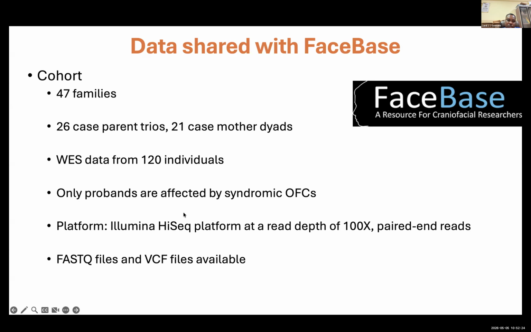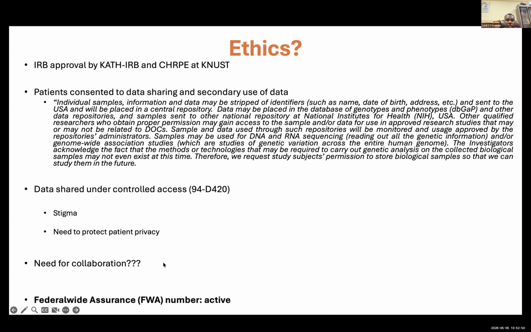The data sets being shared are available as FASTQ files. And we are also going to share VCF files for which the variant calling was done using the Sentieon pipeline. Of course, once you have the FASTQ files, you can use GATK, Sentieon, whatever pipeline you want to generate the variant VCF files.